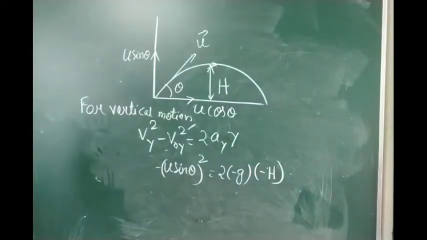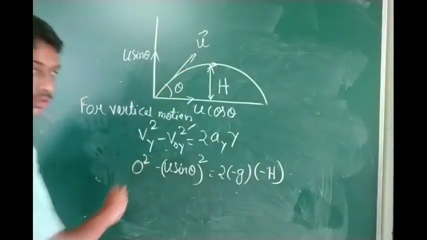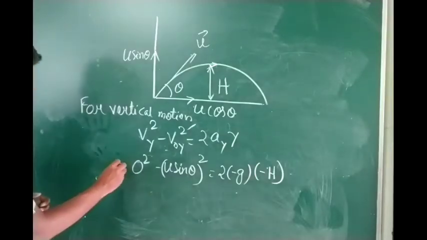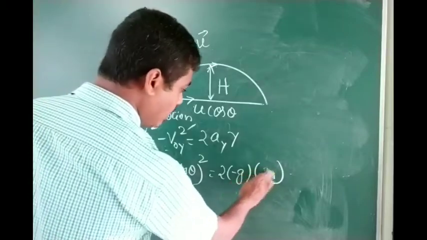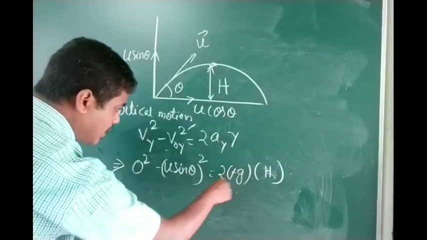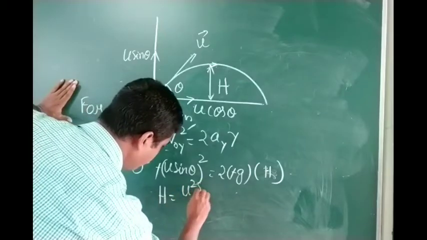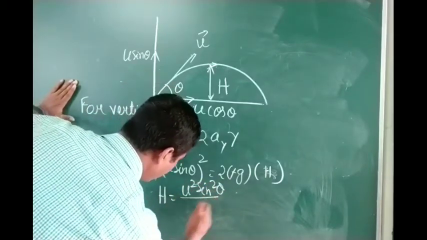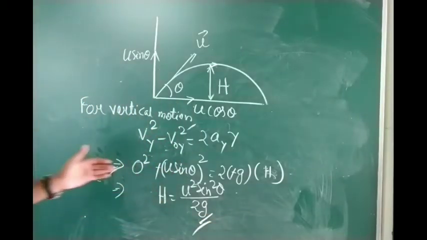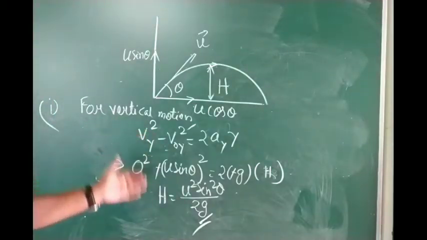Then the final velocity at the point of maximum height is equal to 0. At the maximum height the final velocity is 0. Now if we solve the equation, this minus and this minus cancel. We need to find the value of h, so it will be u squared sine squared theta by 2g. This is our value of the maximum height. This is the first question. Number 1, pause it and write it.